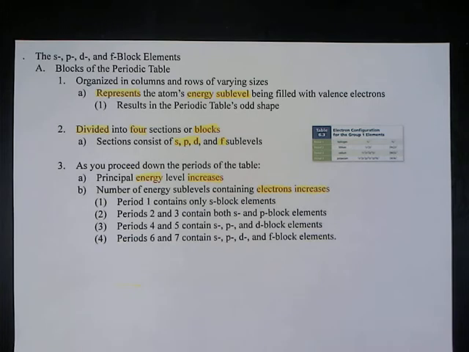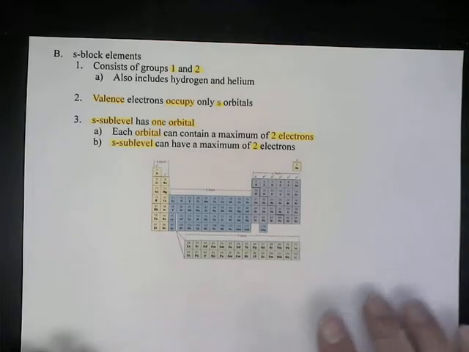We divide it into S, P, D, and F sublevels, and we have to remember, as we go down the periodic table, as the period number increases, the highest principal energy level increases, and so we have to keep that in mind. Now, we can talk about what different subblocks each period contains, but we're going to go through this in more detail.